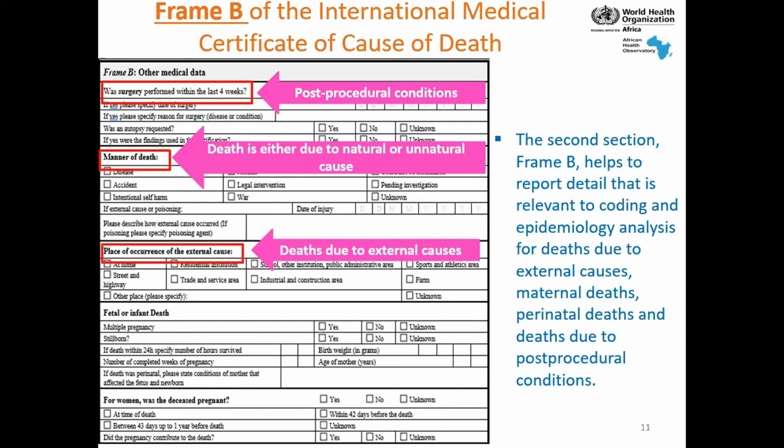Place of occurrence of an external cause. Somebody was shot, or had an accident, or fell from a building. Where was that place? That information has to be provided. I think we have an example of a pregnant woman who was knocked by a car somewhere. As a scenario, we'll look at some of this.